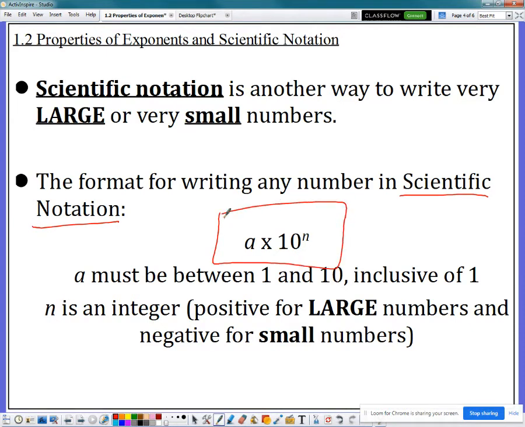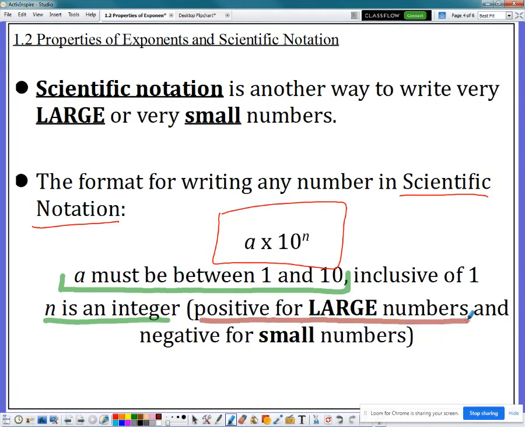You need to know the scientific notation has a special format. It always looks like a times 10 to the nth. And please note that a must be between 1 and 10. And keep in mind that the n is an integer, and the integer will be positive when it's a large number, and negative when it's a small number. So the exponent will be positive whenever it's a large number, and negative when it is a small number. Just keep that in mind as we work through these examples.